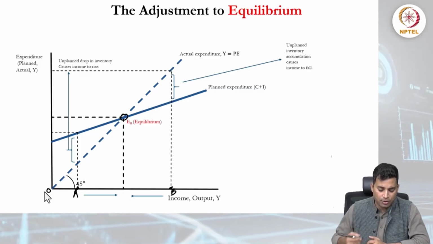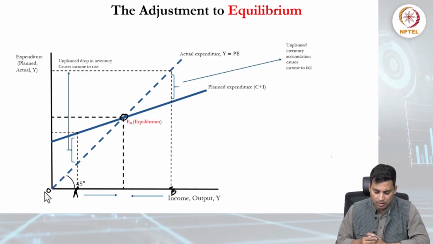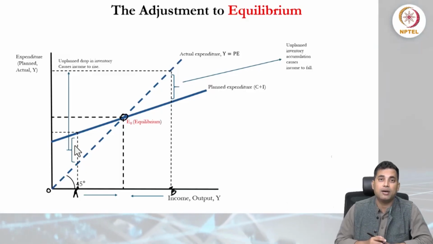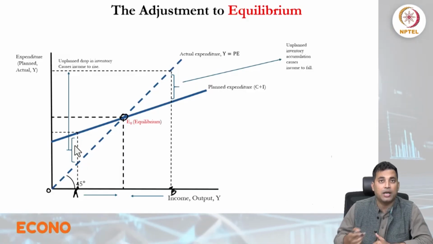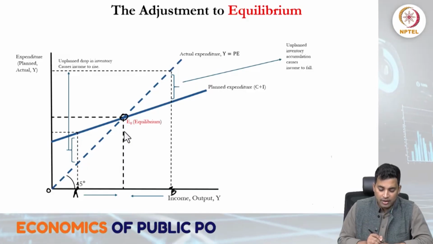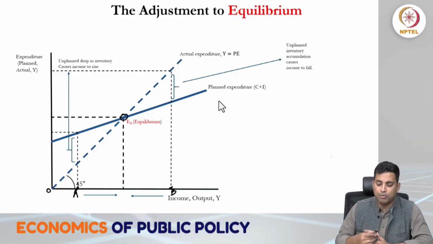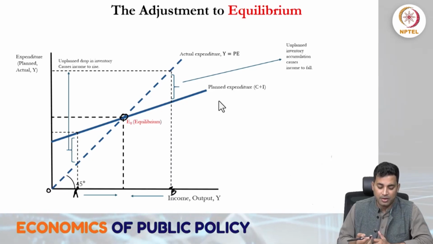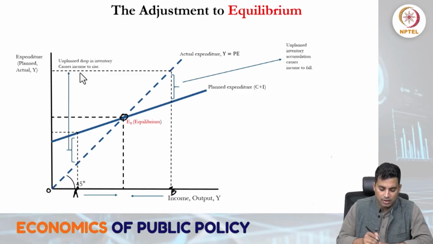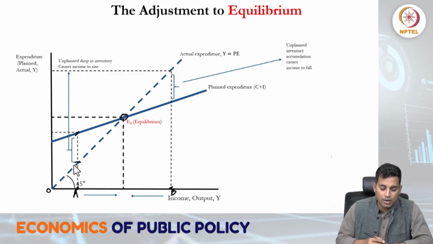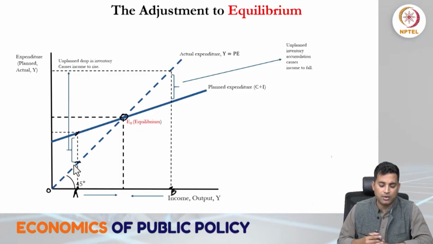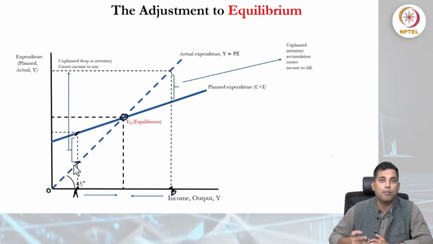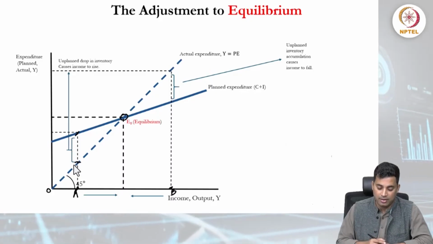At point A, the output OA is below the Keynesian cross, below the equilibrium E naught. Here we can see planned expenditure is much higher than the actual expenditure. So there is a positive gap, right? This gap is what we call an unplanned drop in inventory, which causes income to rise. So here planned expenditure is higher than the actual expenditure.